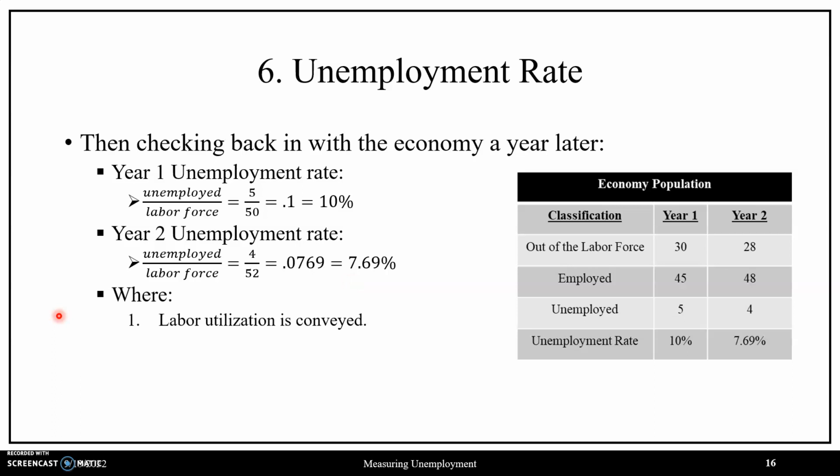So in terms of the unemployment rate as a measure, we see that labor utilization is conveyed in that in year 1, 10% of our pool of labor resources in this economy are idle, or that 90% are active, whereas in year 2, 7.69% of our labor resources are idle, or that 92.31% are active. And in terms of comparisons, we see going from year 1 to year 2 that there's a 2.31 percentage point reduction in the unemployment rate. Therefore, we see that both of our criteria are satisfied as needed.